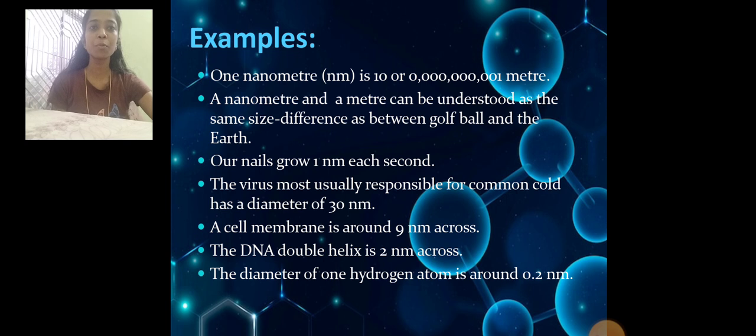Next, some examples were given about the nanometer. 1 nanometer means 1 by 1 billionth of a meter, and a nanometer compared to a meter is like the size of a gold ball compared to the earth. Our nail grows 1 nanometer each second. The virus responsible for the common cold has a diameter of 30 nanometers, and the cell membrane is about 9 nanometers across. The DNA double helix is 2 nanometers across, and the diameter of one hydrogen atom is around 0.2 nanometer.